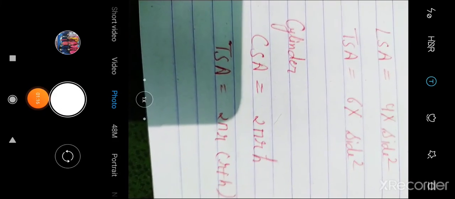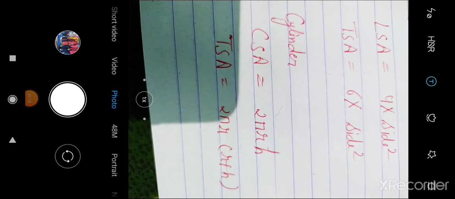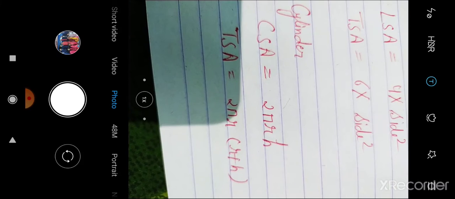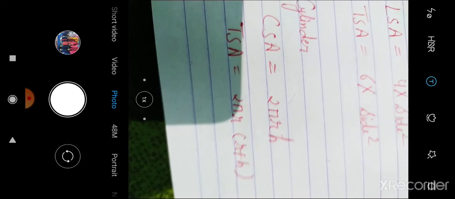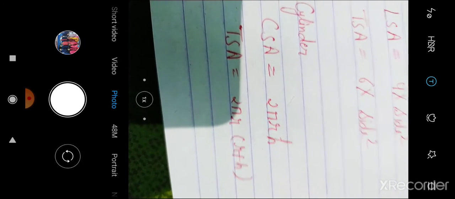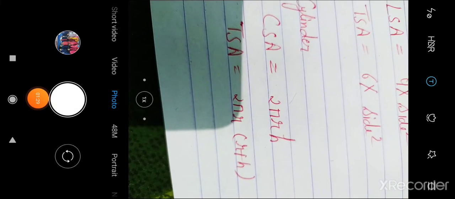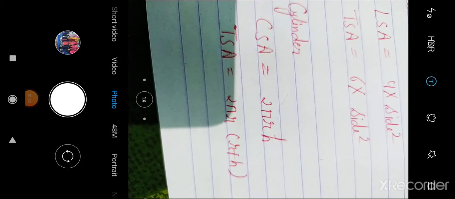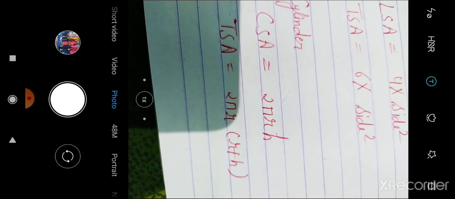In case of cylinder, curved surface area of cylinder is 2 pi r h, and TSA of the cylinder is 2 pi r multiplied by r plus h, where r stands for the radius of the cylinder and h stands for the height.